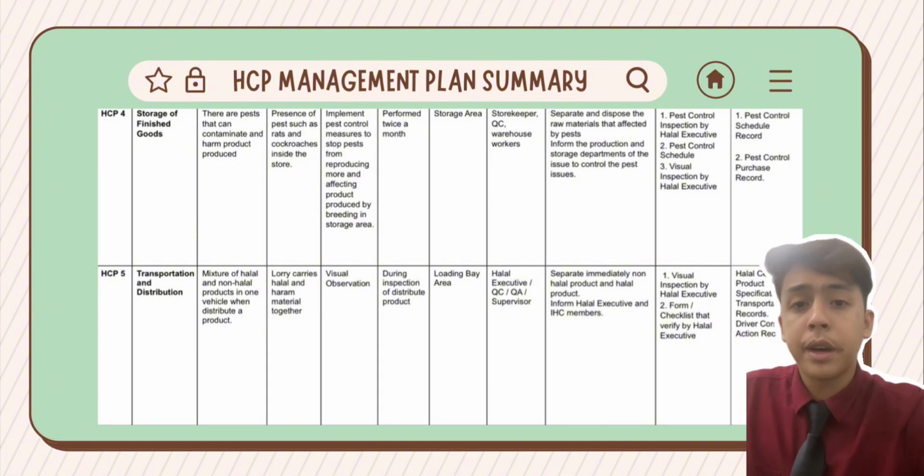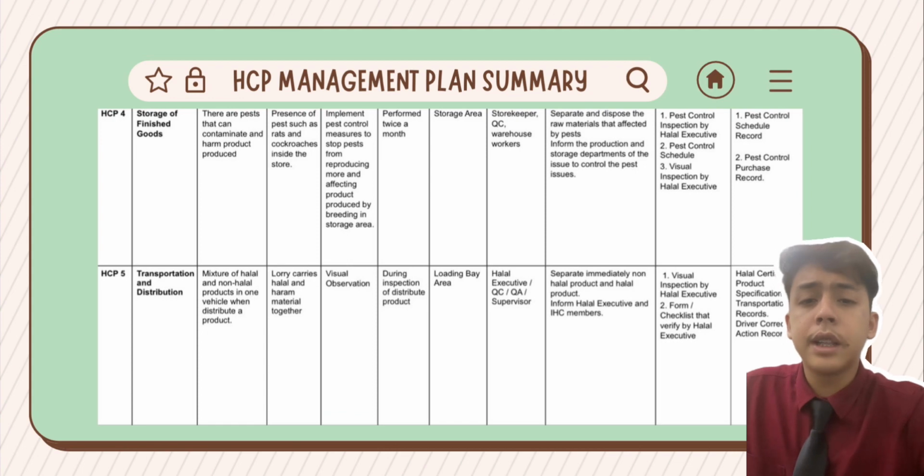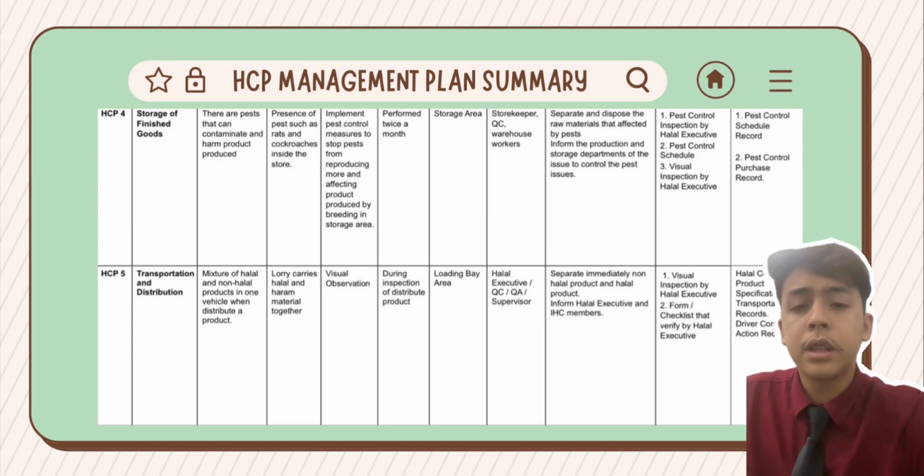And for HCP5, in the process of transportation and distribution, there is also a critical limit, because halal and non-halal products are mixed in one vehicle when distributing a product. So the halal executive, QC, QA or supervisor immediately separates the non-halal product and halal product, and also informs the halal executive and HIC members.